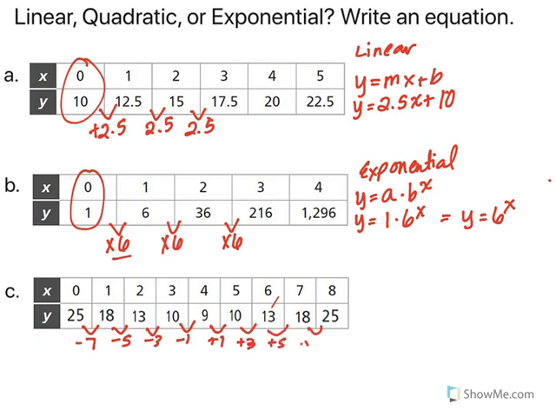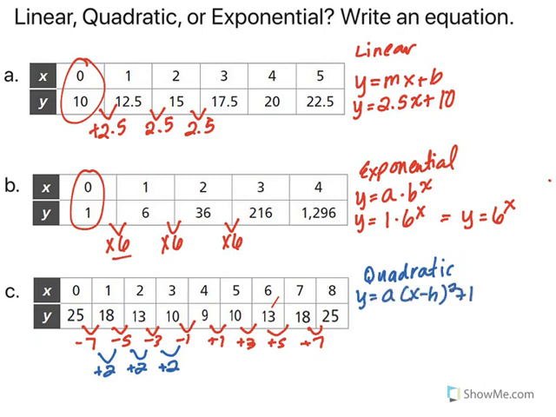All right. And then we can see that the differences of those differences are all positive 2. So this lets me know that my graph is quadratic. Now, when I'm writing the equation for my quadratic, I'm going to put it in vertex form. That's y equals a times (x minus h) squared plus k.